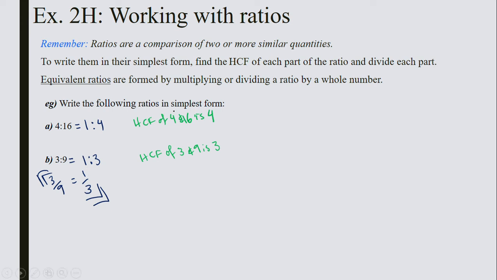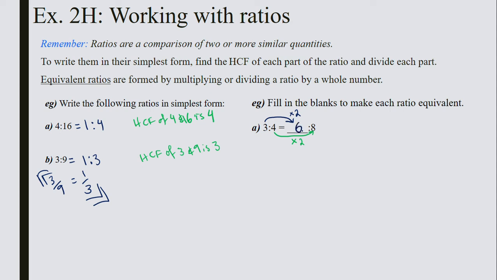All right, this time we're going to fill in the blanks to make each ratio equivalent. So let me grab my green pen again. We need to think about what we've done to this 4 to get to 8. So 4 something equals 8. We've made it bigger, so we must be multiplying, and 4 times 2, of course, equals 8. So we're going to do the same thing to the 3. Whatever we do to one part, we must do to the other. 3 times 2 is 6. So our equivalent ratio of 3 to 4 is 6 to 8.